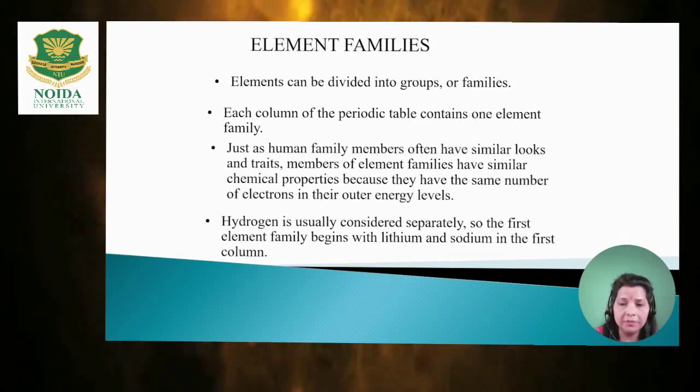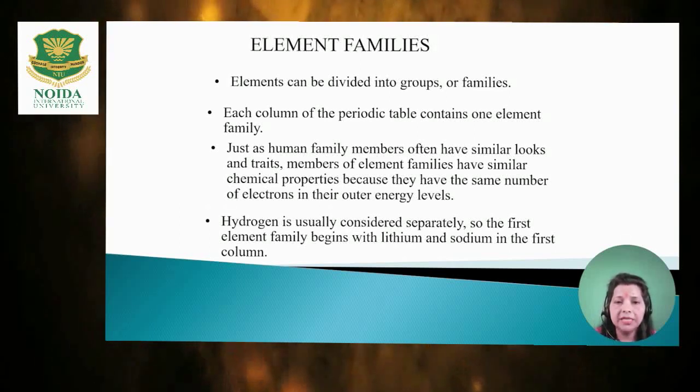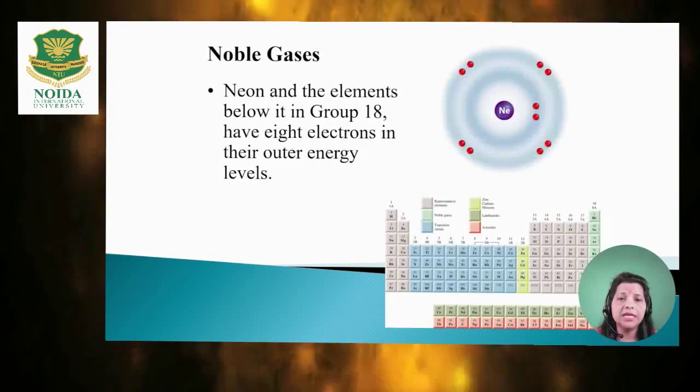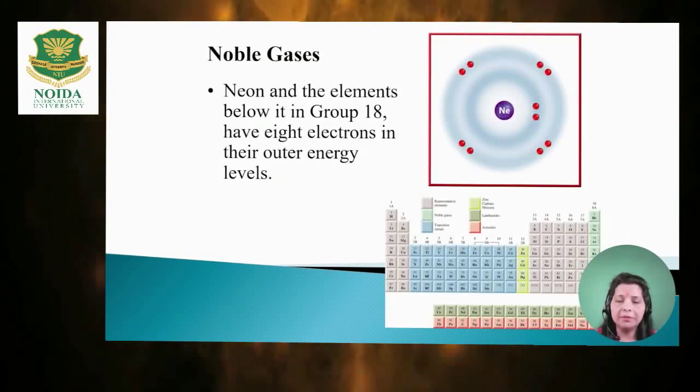Just as human family members often have similar looks, traits, choices, and differences, in the same way in the periodic table we have elements with similar chemical properties placed in the same group or family. Hydrogen is usually considered separately. The first column begins with lithium and sodium, right? Then we will start these families one by one.